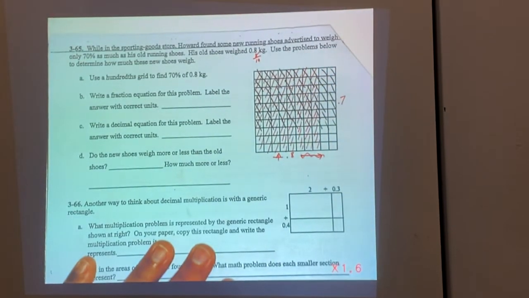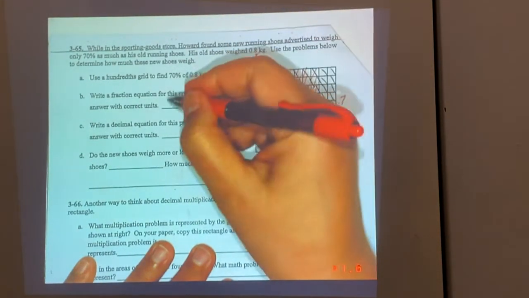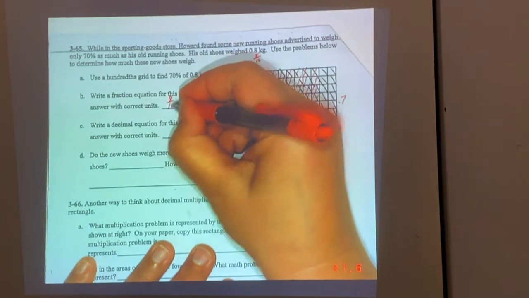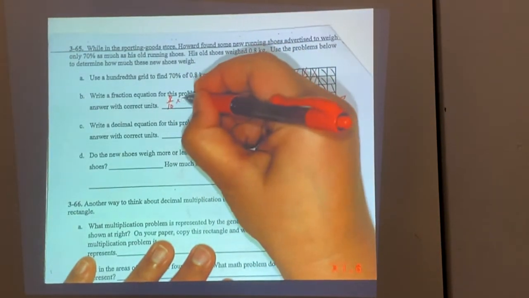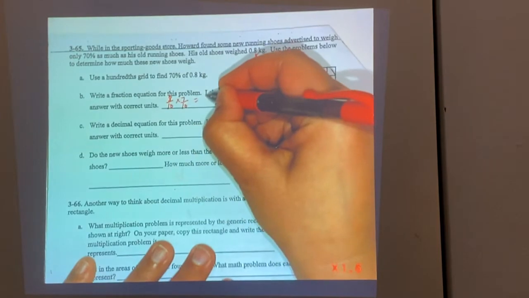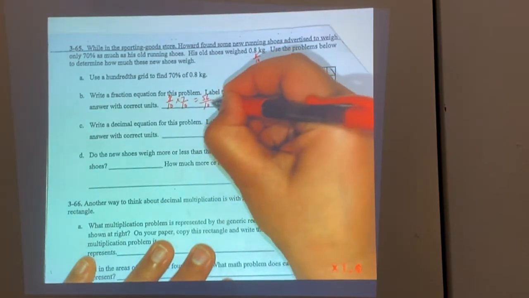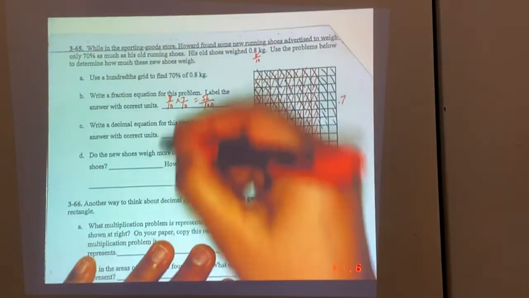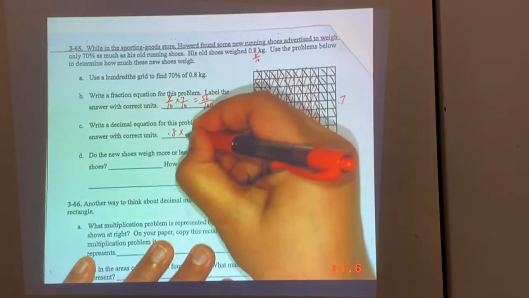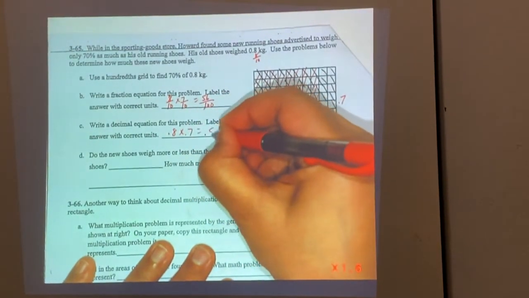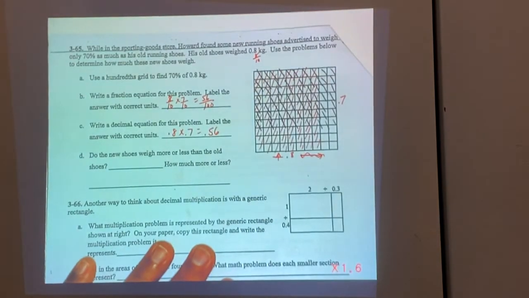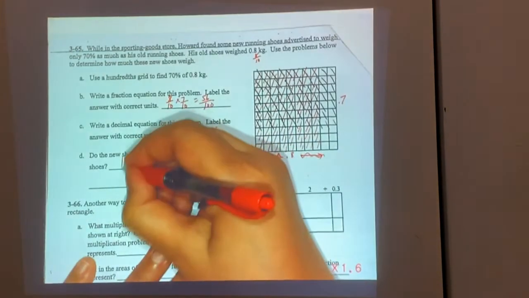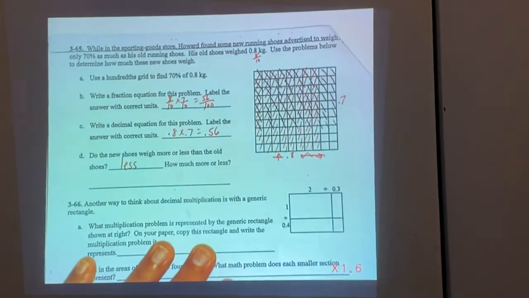Okay. So then, write a fraction equation of this problem. So 0.8 is 8/10. 0.7 is 7/10. 7 times 8 is 56. 10 times 10 is 100. Write the decimal equivalent of this. So 0.8 times 0.7 equals 0.56. Do the new shoes weigh more or less than the old shoes? Well, they're supposed to weigh less. Yes. Okay. How much more or less?